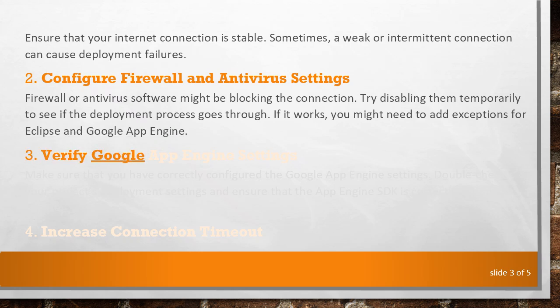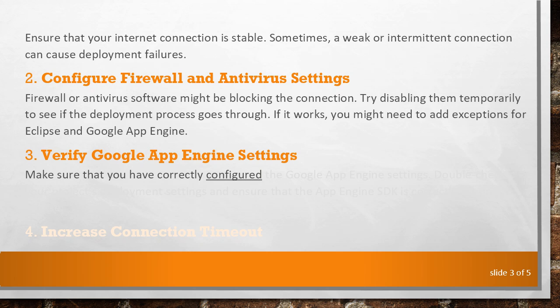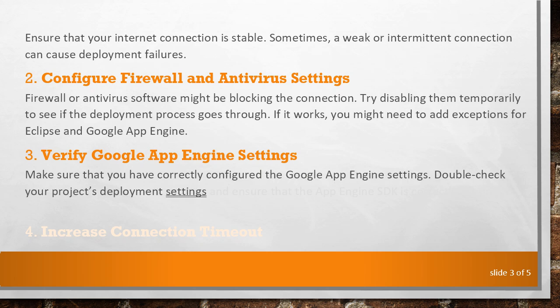3. Verify Google App Engine settings. Make sure that you have correctly configured the Google App Engine settings. Double-check your project's deployment settings and ensure that the App Engine SDK is correctly set up in Eclipse.